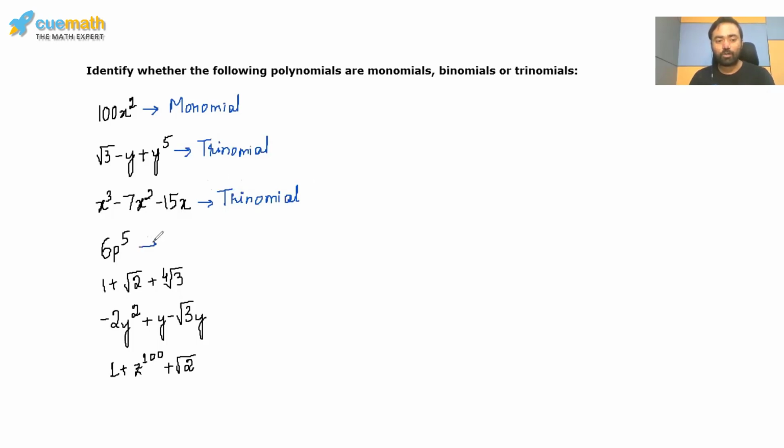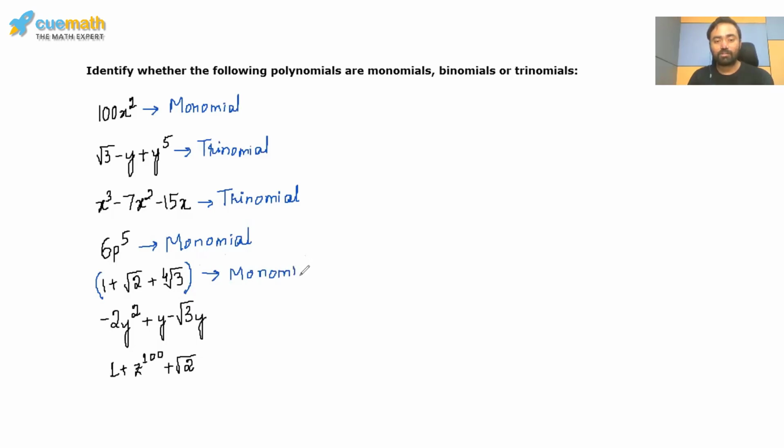The next polynomial is 6 times p raised to the power 5. There is a single term, so this is also a monomial. The next expression is 1 plus square root of 2 plus 4th root of 3. Now all these three terms are constants. One number can be added to another number to make it a single number. So we can definitely combine these three numbers to form a single number. Hence, this will not be called a trinomial. This is a monomial, because these are like terms, these are three numbers.